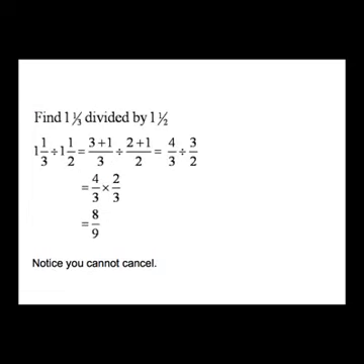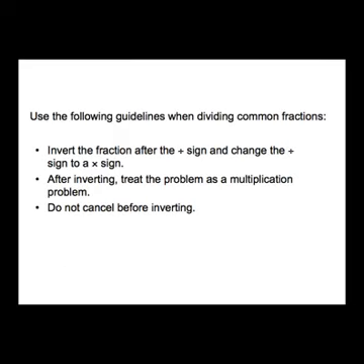Again, 1 1/3 divided by 1 1/2. You have 1 1/3, which equals 4/3. You have 1 1/2, which equals 3/2. You can multiply the two after you flip the 3/2 to 2/3, and you come up with 8/9. Notice you cannot cancel because there's no number that can be equally divided into either 4/3 or 2/3. Can't do it.